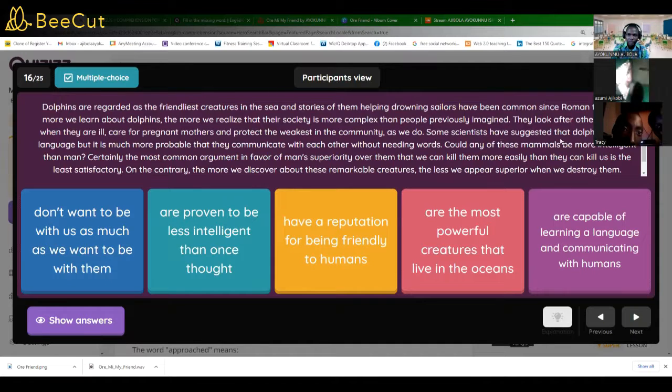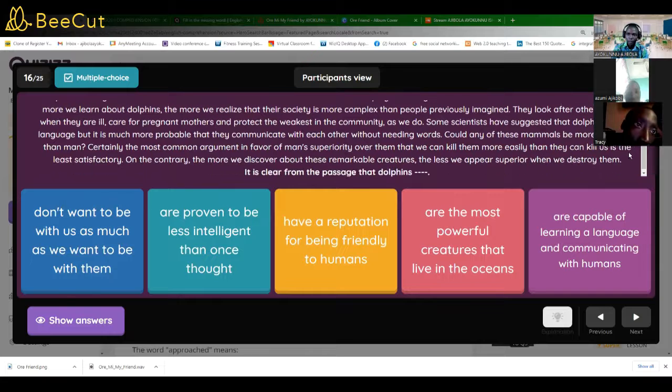Some scientists have suggested that dolphins have a language, but it is much more probable that they communicate with each other without needing words. Would any of these mammals be more intelligent than man? Certainly. Most of the arguments in favor of man's superiority over them, that we can kill them more easily than they can kill us, is the least satisfactory. On the contrary, the more we discover about these remarkable creatures, the less we appear superior when we destroy.